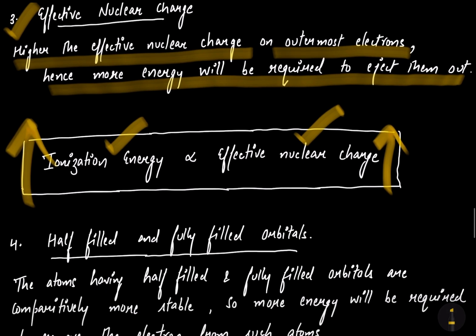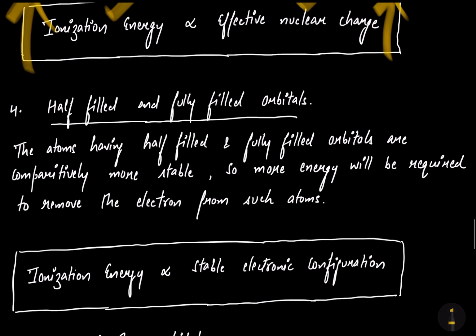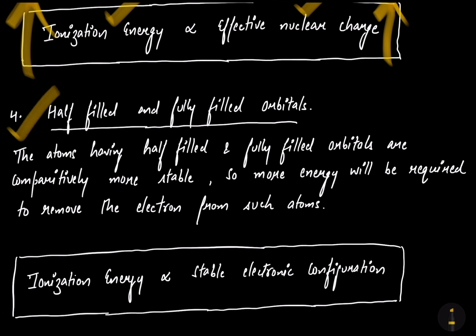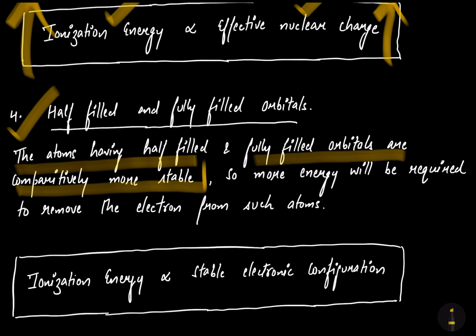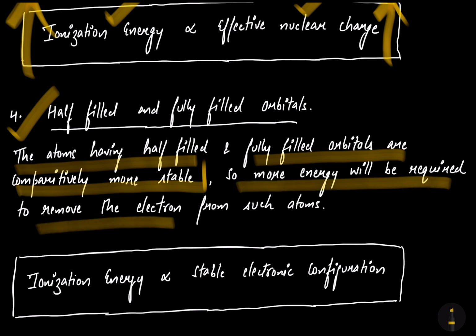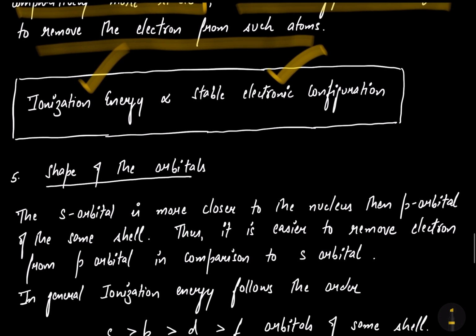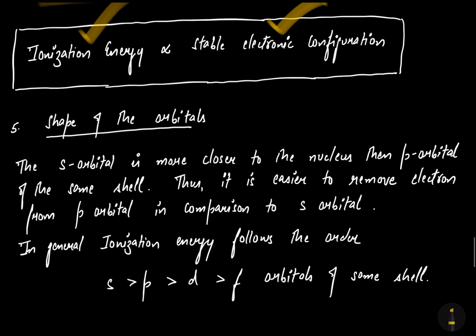Now let's come to the fourth point, the half-filled and fully filled orbitals. The atoms having half-filled or fully filled orbitals are comparatively more stable. They have a stable electronic configuration. So more energy will be required to remove an electron from such atoms. That means the more stable the electronic configuration, the more will be the ionization energy. It's a direct proportionality.